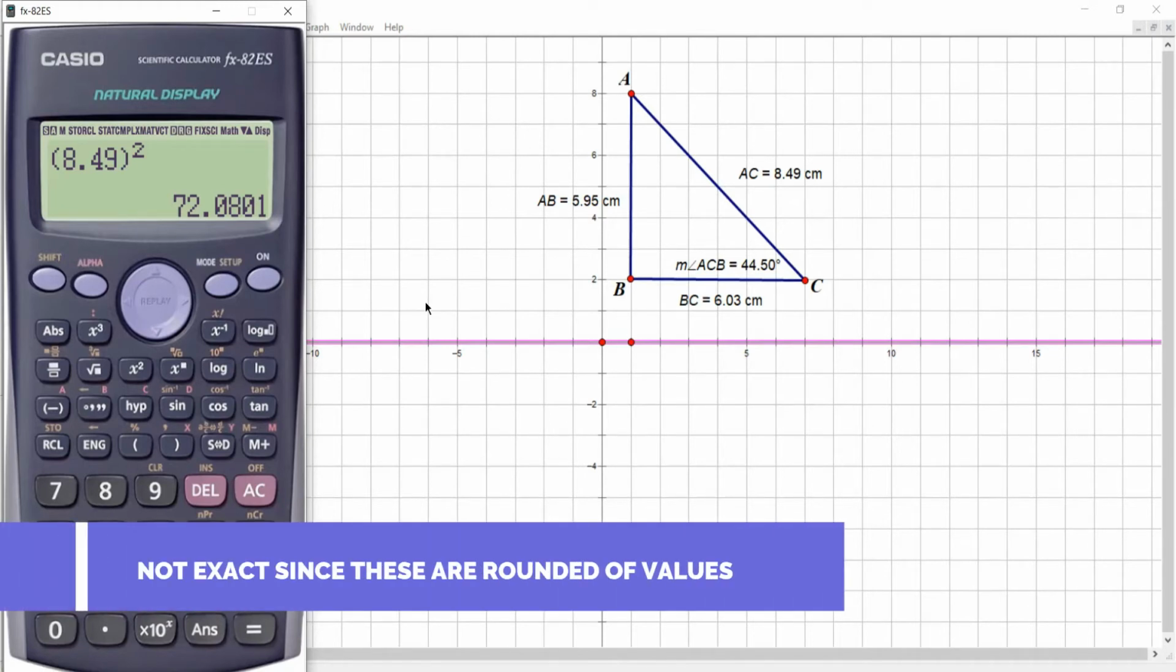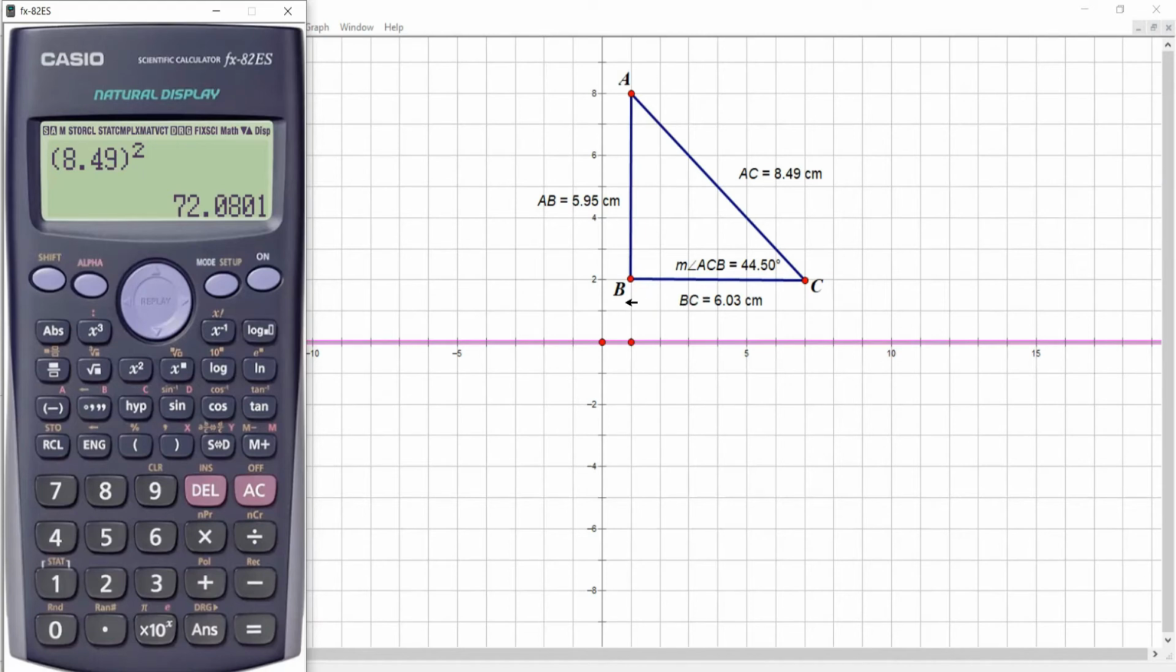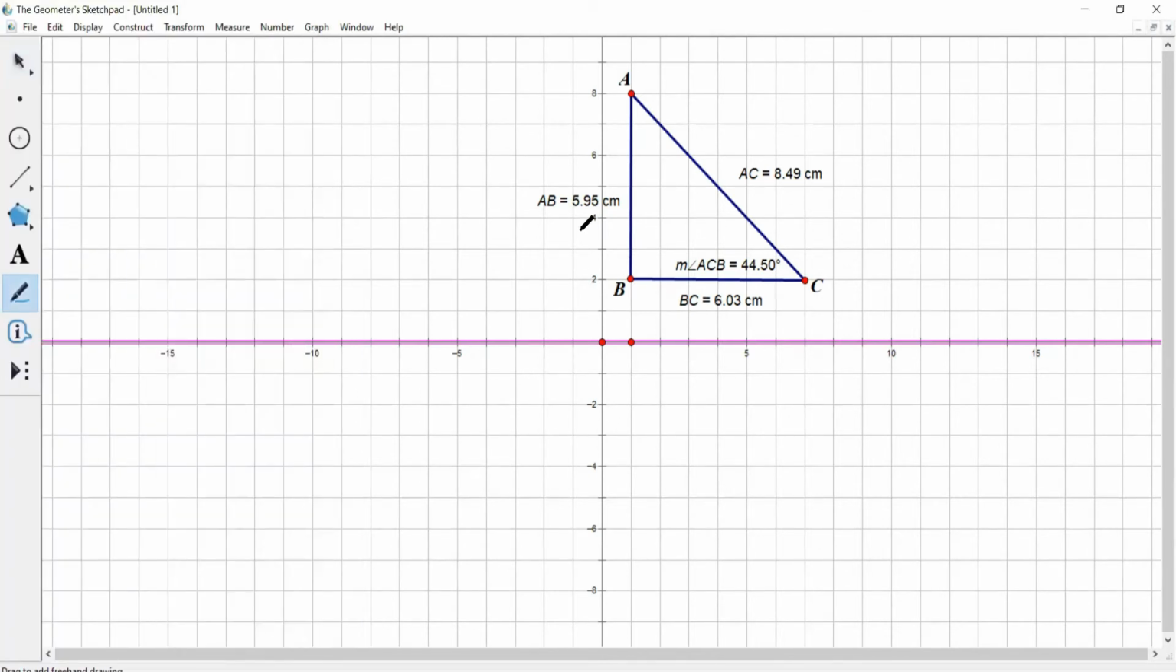So we can see that it is indeed true that the opposite square plus the adjacent square gives us the hypotenuse square. Both of them working out to be 72. So this is verifying our experiment that AB square plus BC square is equal to AC square. This is an experiment that verified that the opposite square plus the adjacent square equals the hypotenuse square. All right, beautiful. So now we verified Pythagoras theorem.